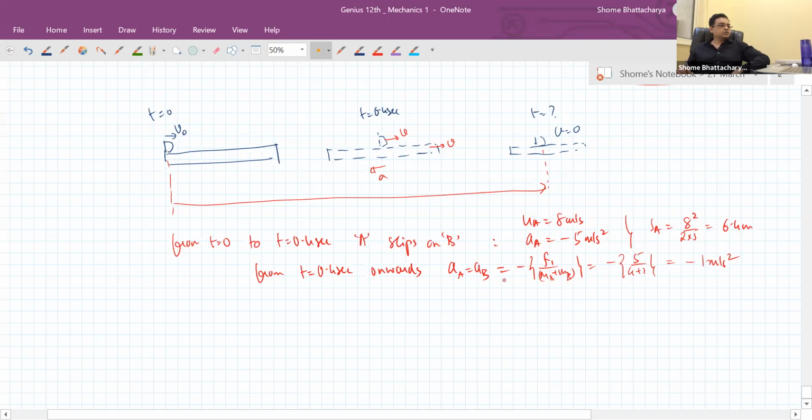Okay. So the further displacement that A makes, let's say SA prime, will be this velocity squared upon 2 into 1. Now what is this velocity? V is the common velocity at t equal to 0.4 seconds.